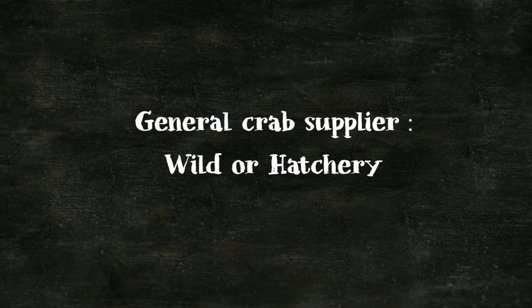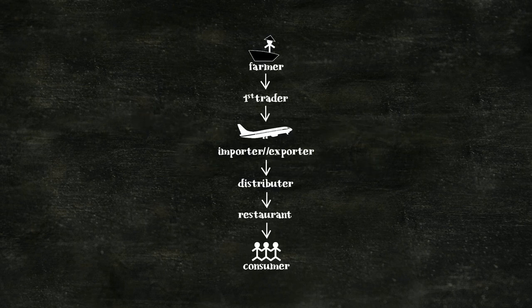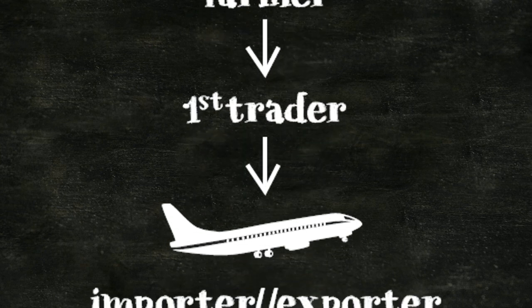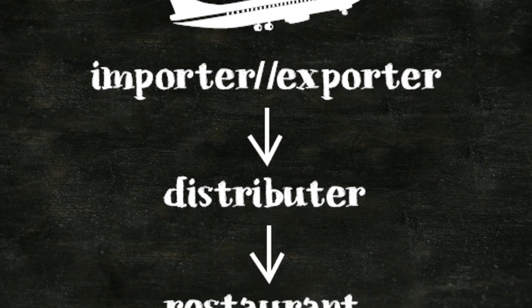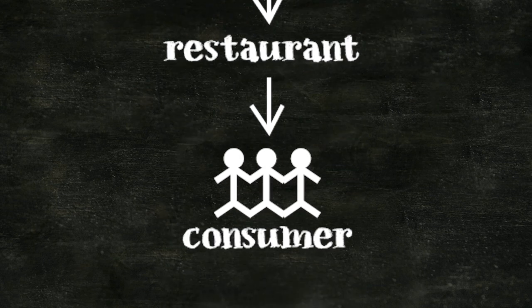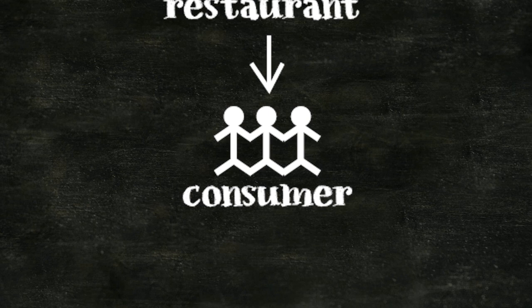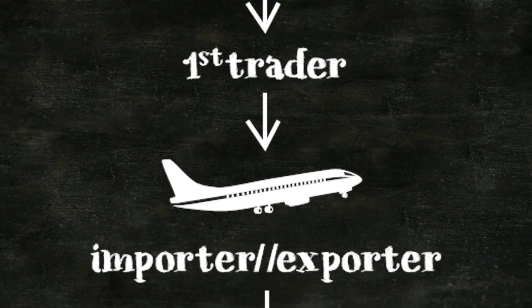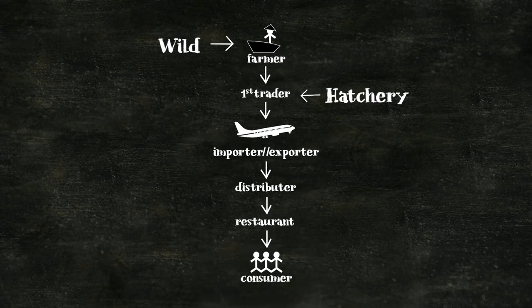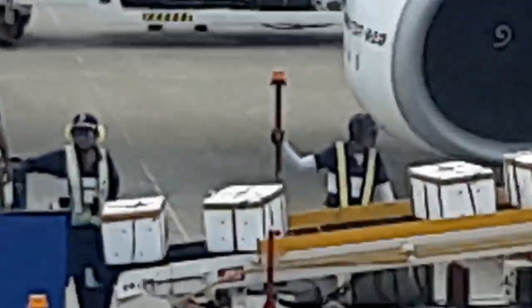For wild catch, it will involve a chain of farmer, first trader, importer or exporter, distributor, restaurant, and only then will it reach the end consumer. While for hatchery, it will not involve a farmer. This chain can take several weeks before it reaches the end consumer. This might be mainly due to transportation time.